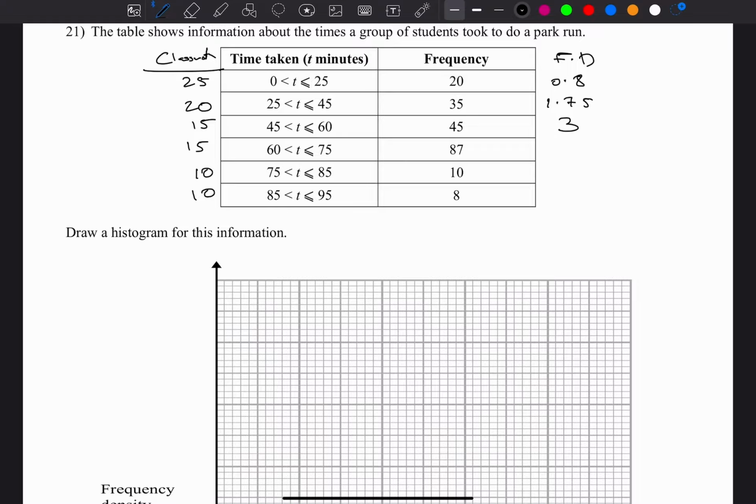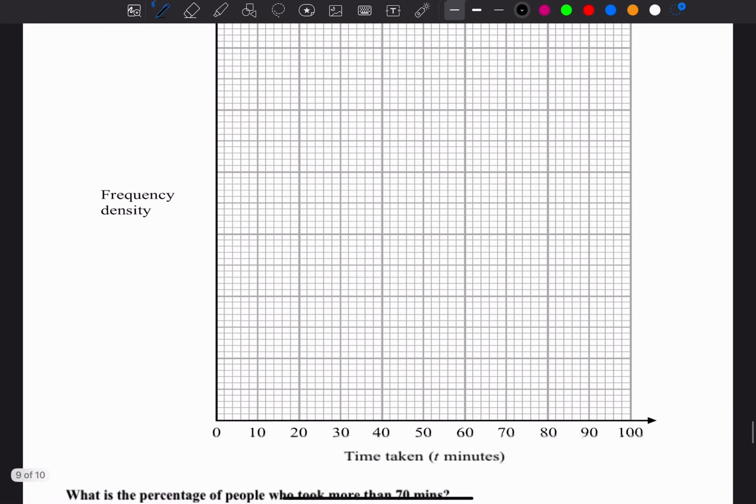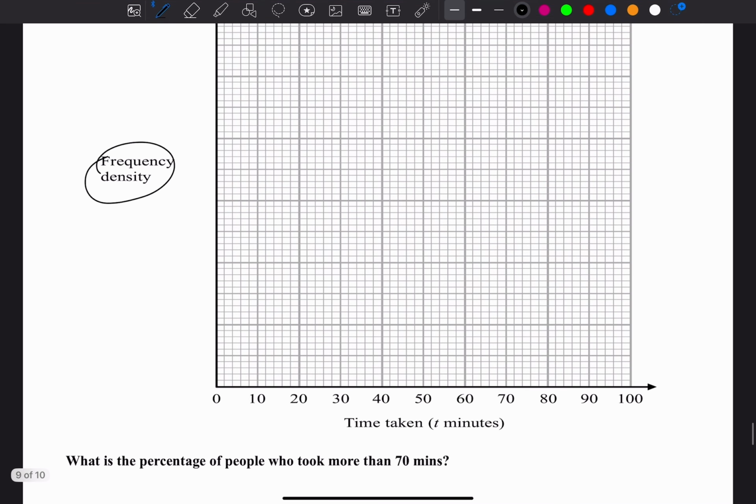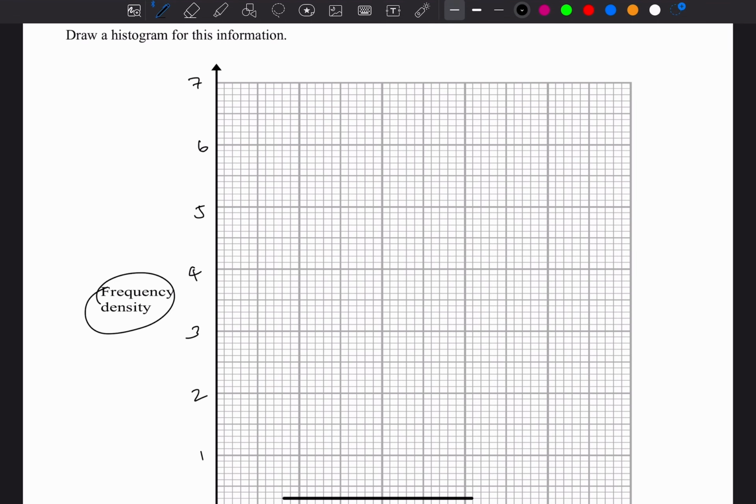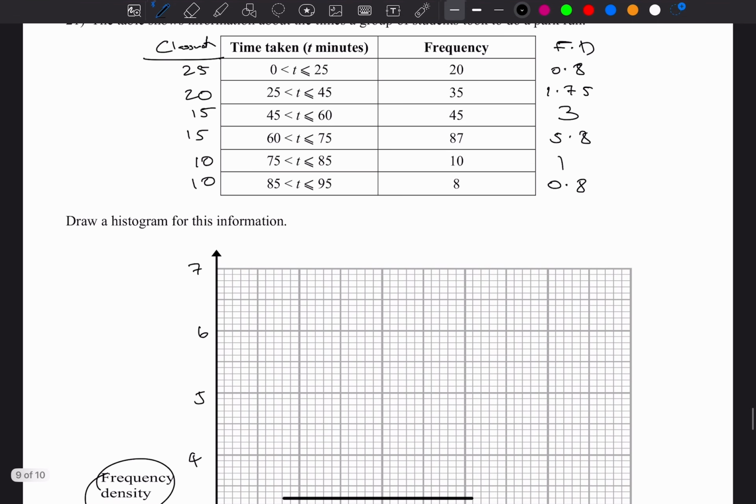87 divided by 15 is 5.8. 10 divided by 10 is 1. 8 divided by 10 is 0.8. So you maximum go up to 5.8, so shall we say it's 6. So the frequency density axis is labeled 0, 1, 2, 3, 4, 5, 6, 7. So the first one, 0 to 25, is 0.8.